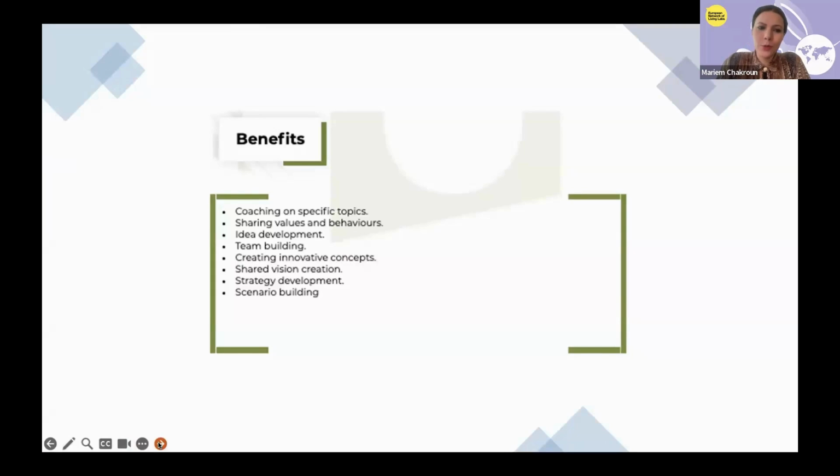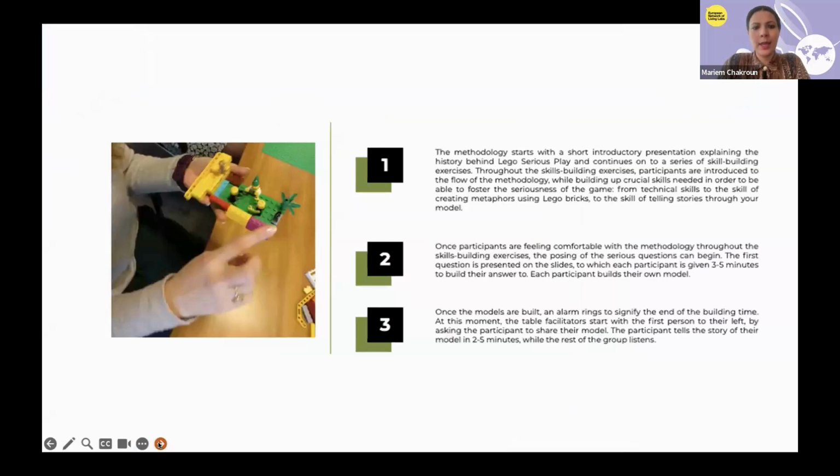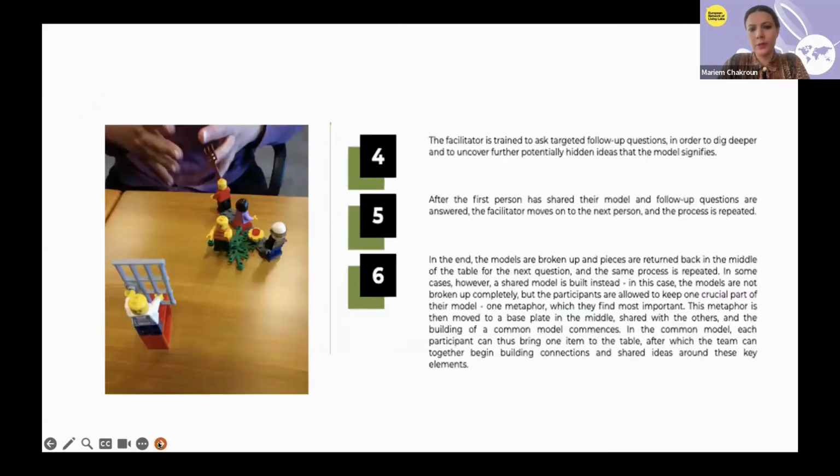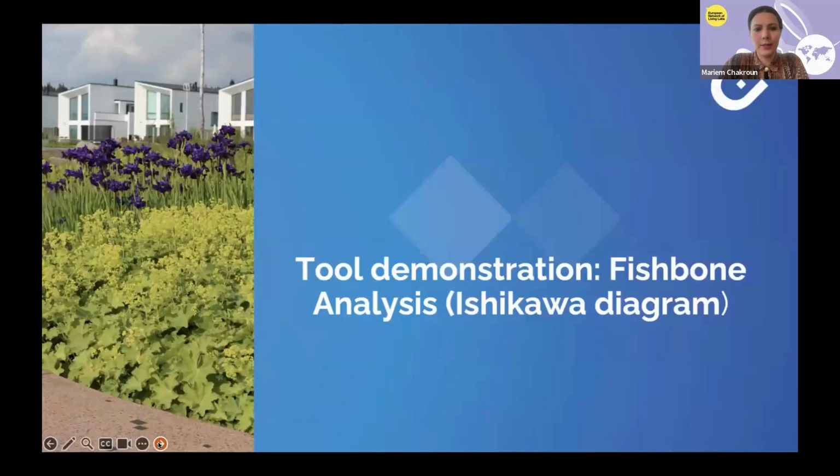On the website, you can also understand more about the benefits of the tools and the tips. There are many tips that you can use if you want to run an activity with this tool. And you can also find the different steps you can follow to run the activity. Of course, it's flexible. You can adapt it to your needs, but it gives you a guide to better use this tool. And you can download the tool and the supporting files.